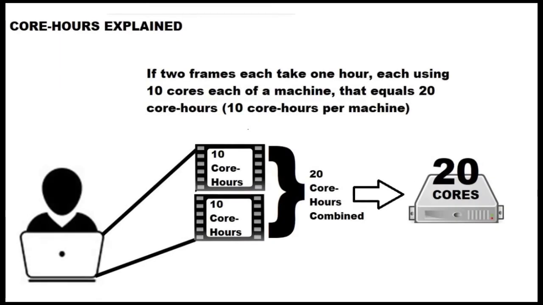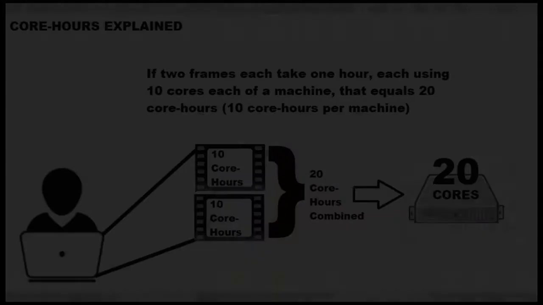Conversely, let's say you're going to put two 10 core frames on that machine. So you're going to run 2 frames at the same time, and they're each going to use 10 cores of that machine. And let's say that they each complete in an hour. Well, each frame took 10 core hours. And that machine still was 20 core hours worth of processing, but now it was split between 2 frames.